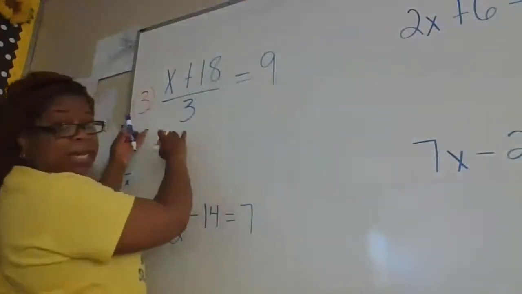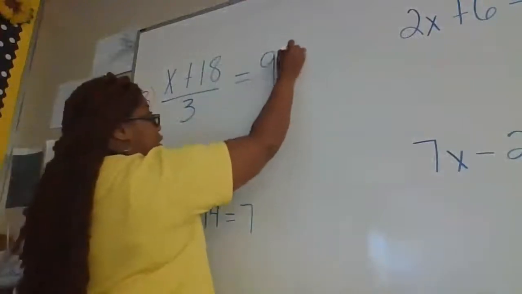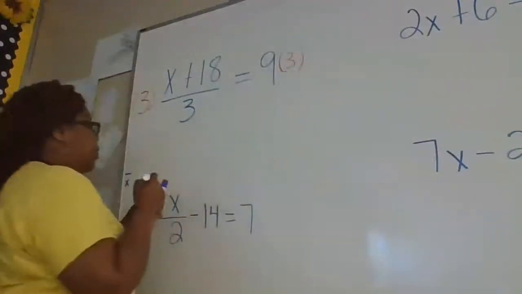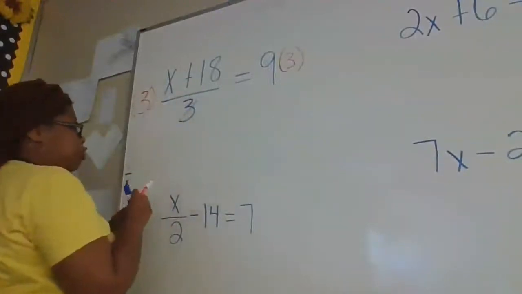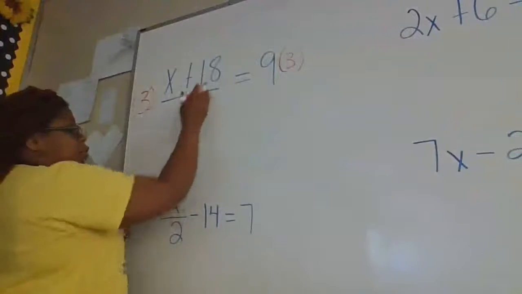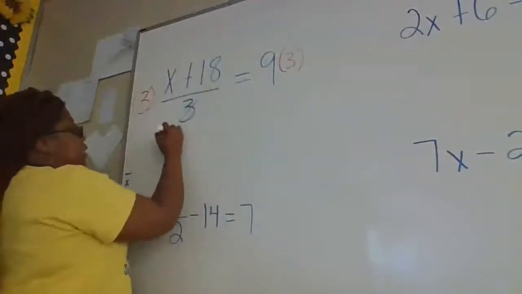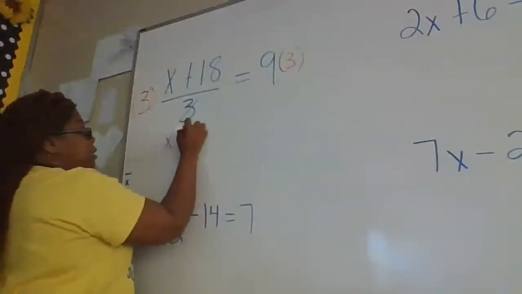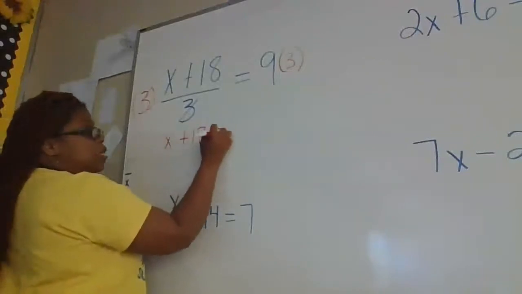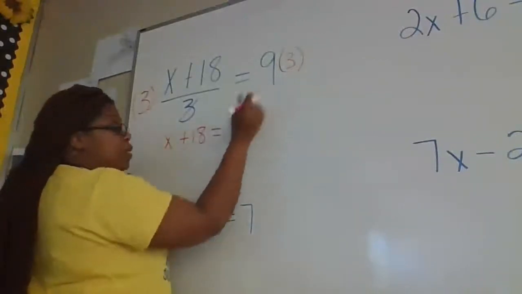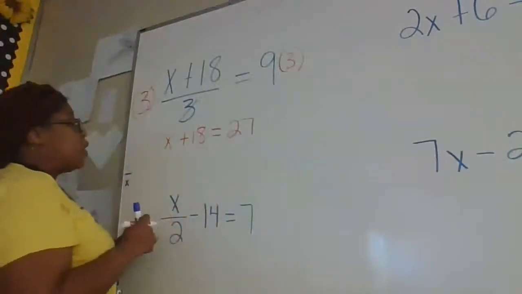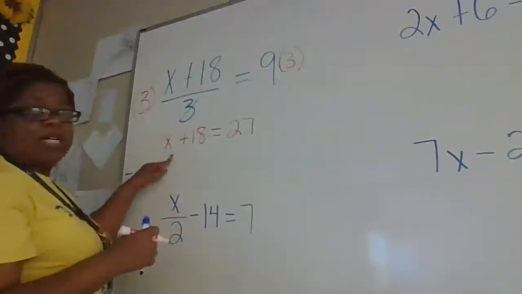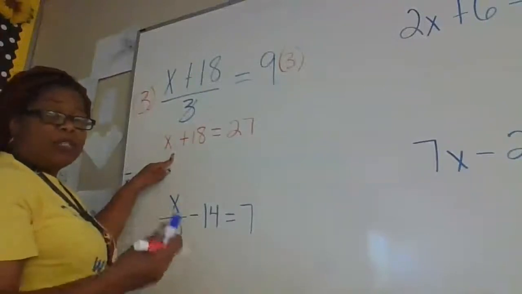Because what I do on one side of the equal sign, I have to do on the other side, right? When I do that, we get what Miss Rain calls cancel culture. What's left on this side of the equal sign is x plus 18, and it is going to equal 9 times 3, which is 27.